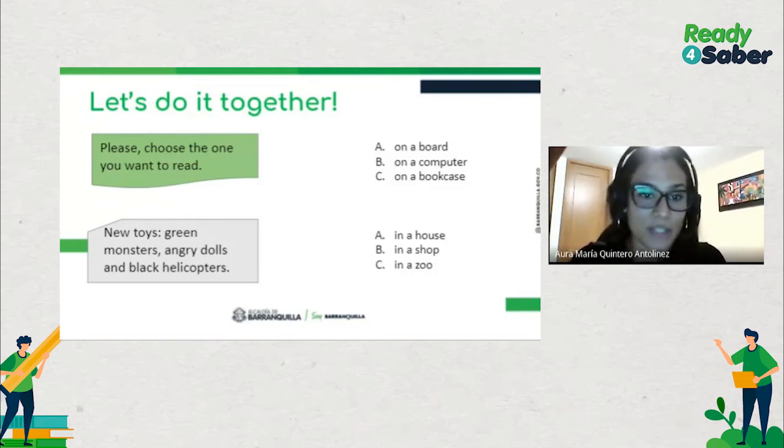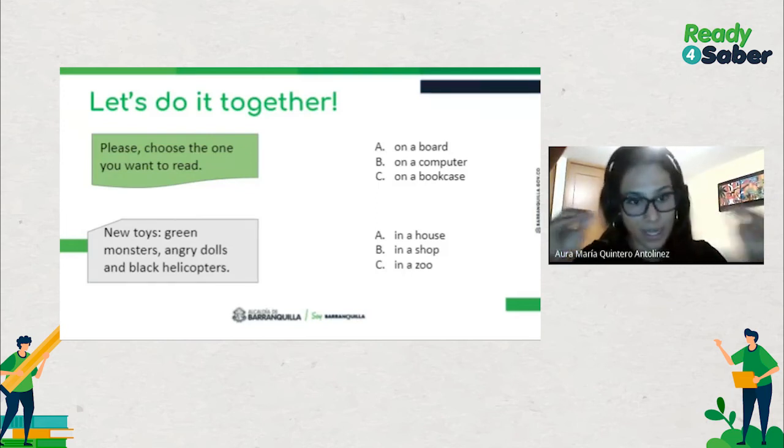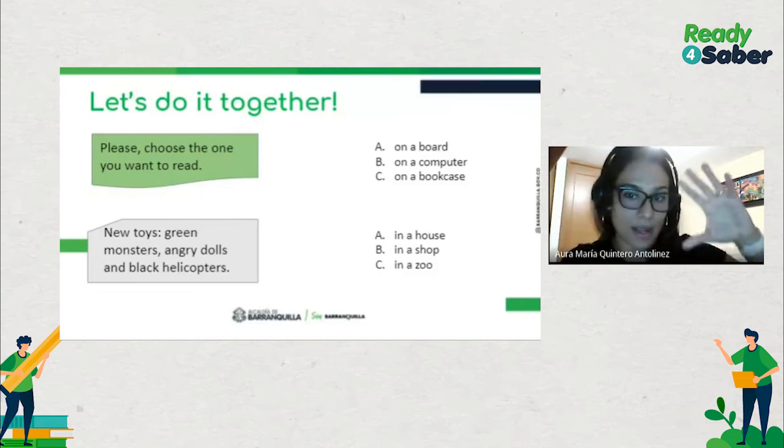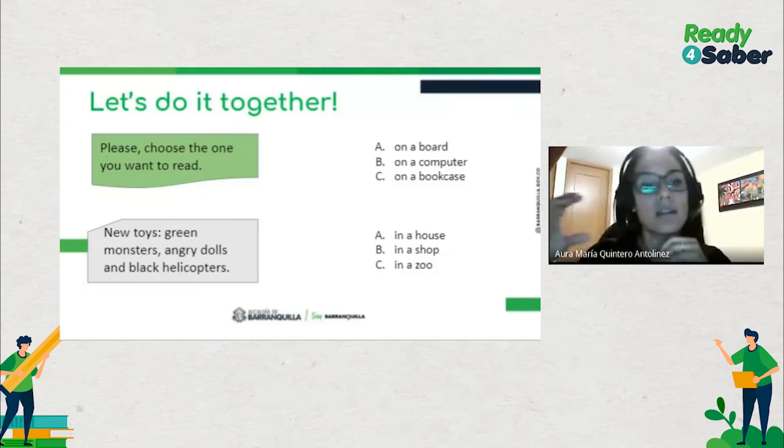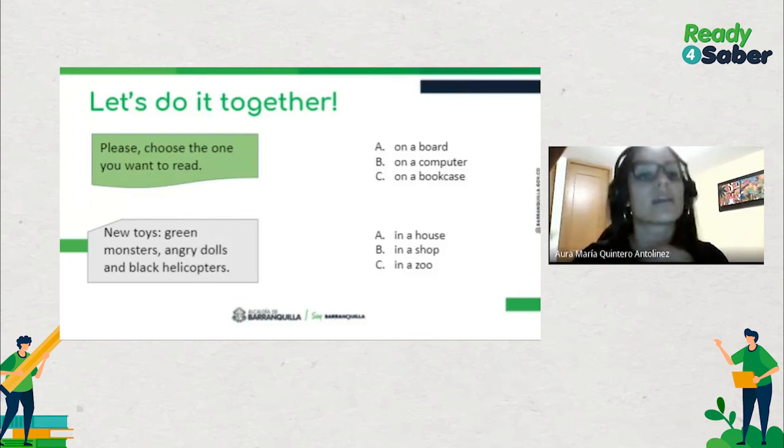Good. Good, Angie. Good, Jansen. Okay, on a bookcase. Read, book. So, esa es la relación. La palabra, el verbo read, de leer, y en la opción tenemos bookcase. Es más fácil hacer la relación. All right. And let's see this one.